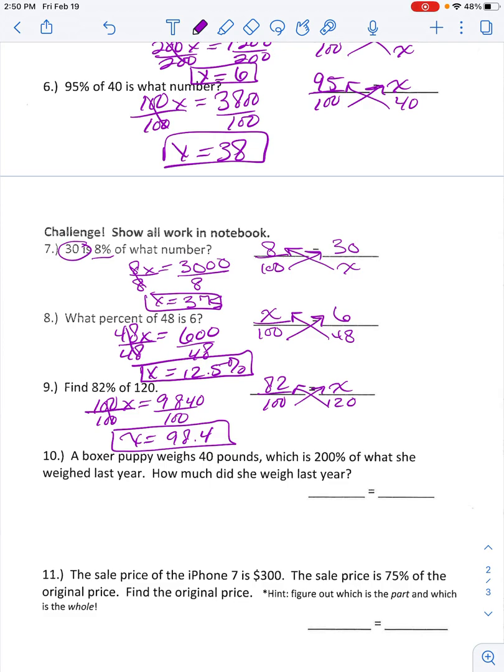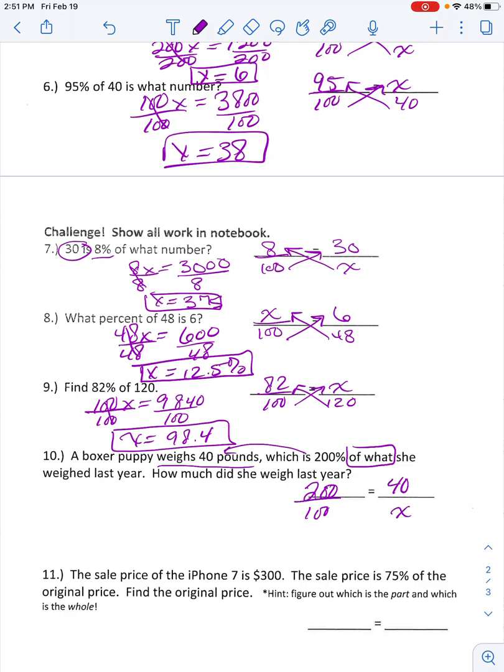Okay. And then we have a few word problems. A boxer puppy weighs 40 pounds, which is 200% of what she weighed last year. Okay. How much did she weigh last year? So it's 200%, so we know our percent. And then it says she weighs 40, which is the 200%. So there's our is. We're not sure of what, we're not sure what she weighed last year.